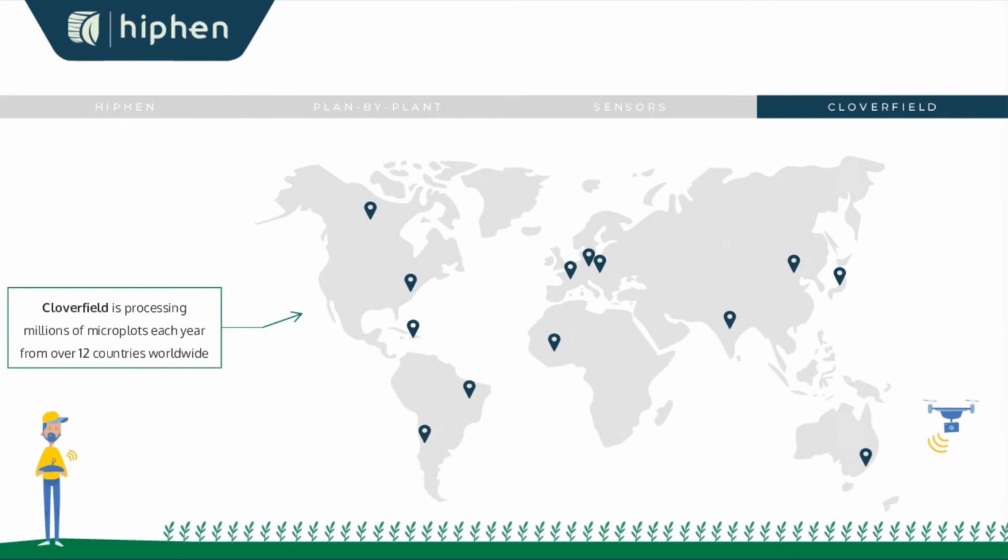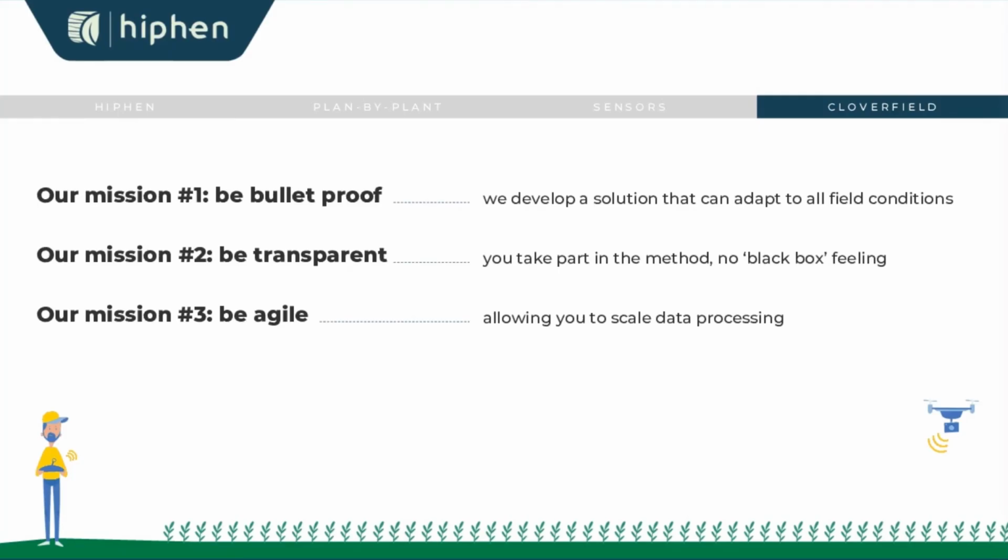So this is pretty powerful, and this is a tool that runs and is used across a lot of countries worldwide and processes millions of microplots each year. So it's a very robust and powerful solution. And finally, we really believe that what we showed you today with Alexis is typically the type of solution that we are very proud of, because it's a bulletproof solution.